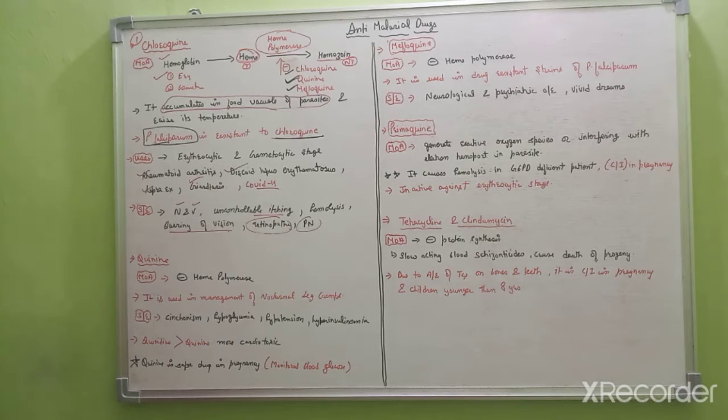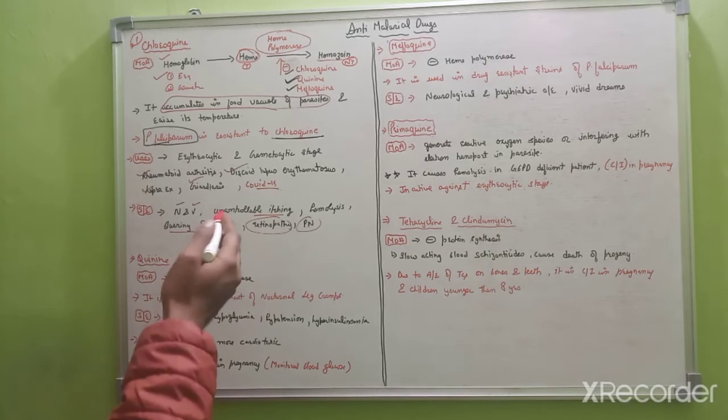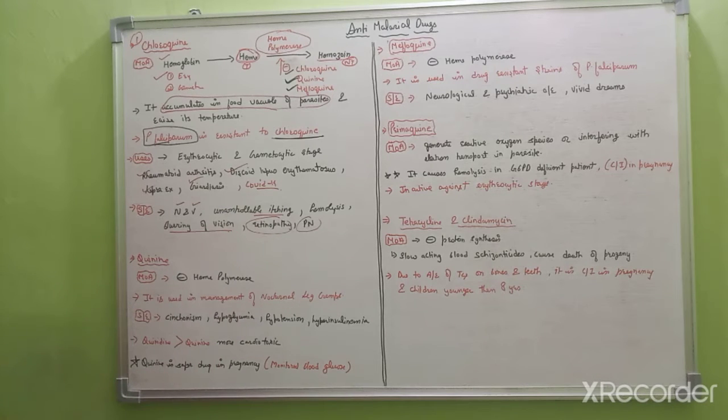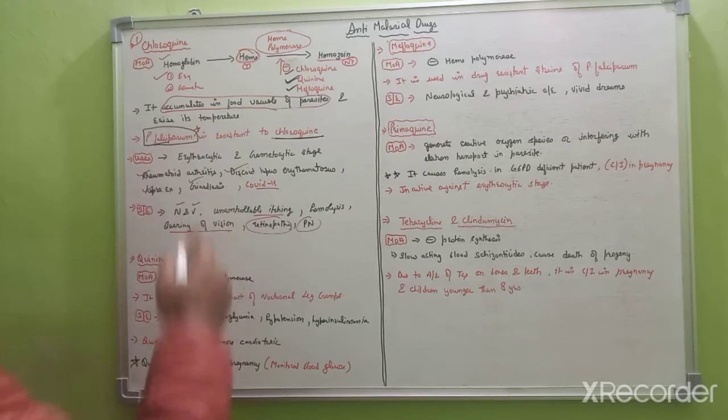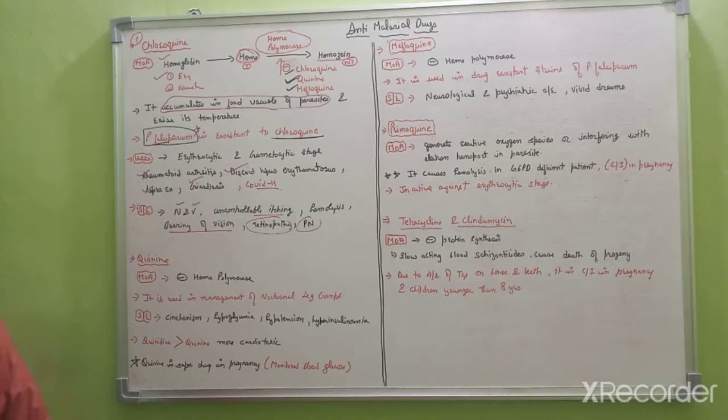Remember, chloroquine will inhibit heme polymerase. It acts on two stages. First one is the erythrocytic stage and second one is the gametocytic stage. So this is all about chloroquine, and the important point is P. falciparum, that is Plasmodium falciparum, is resistant to chloroquine.